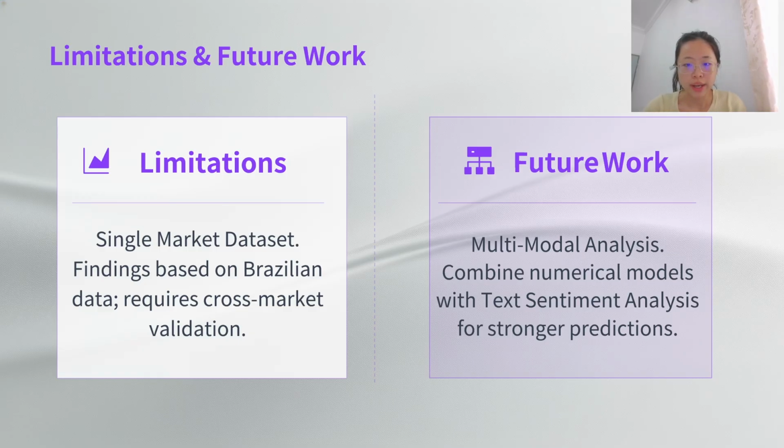Before concluding, it is important to acknowledge the limitations of this study. First, our findings are based on a single Brazilian dataset. This means the 4-day risk rule needs to be tested in other global markets before wide use. Second, to keep our model highly efficient, we excluded text reviews and customer locations. In the future, researchers could combine text sentiment analysis with our numerical model to make the prediction even stronger.